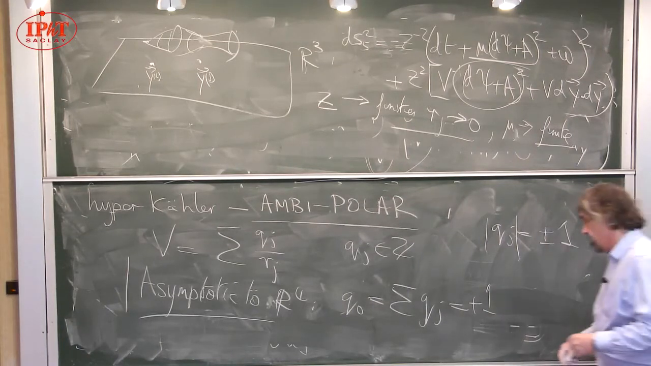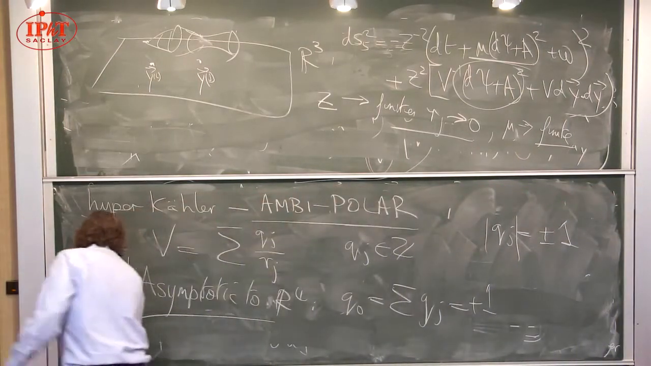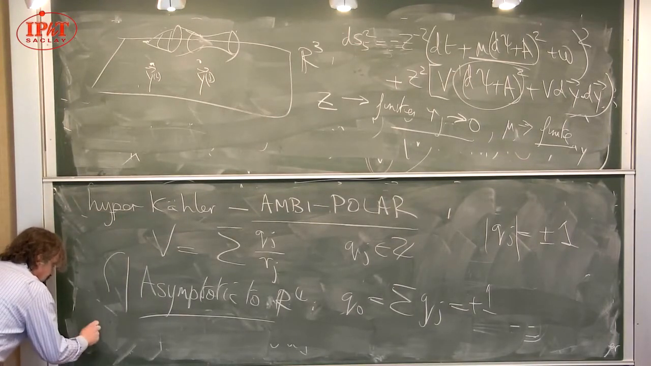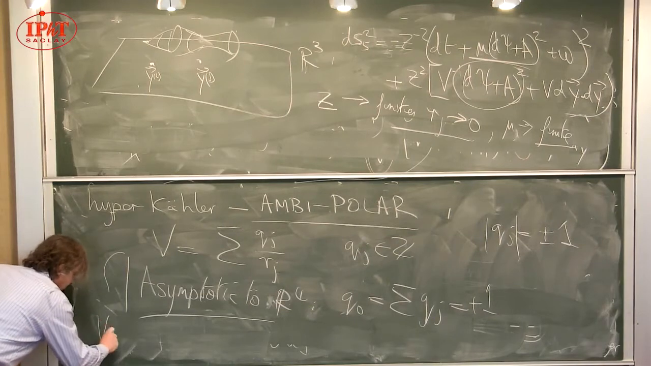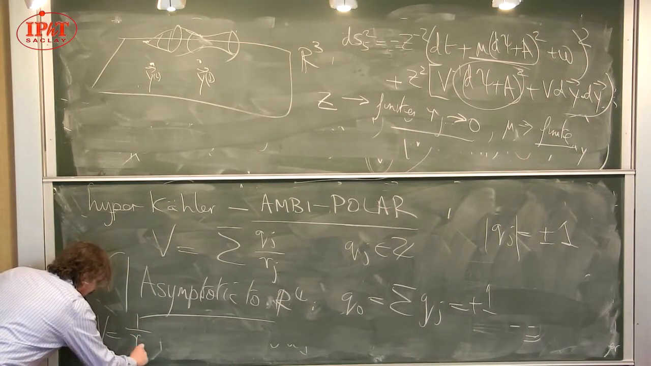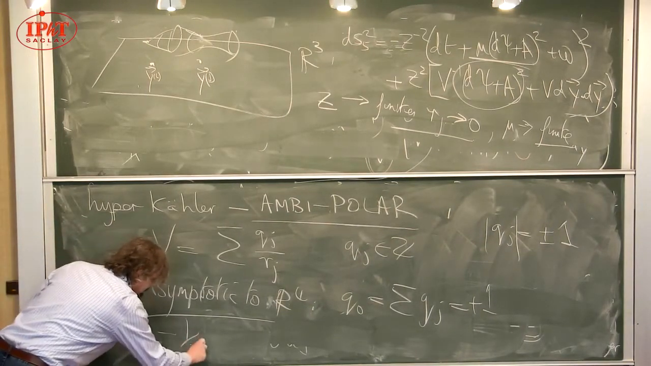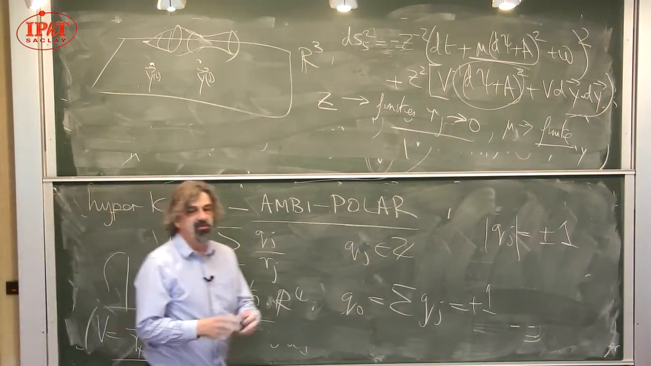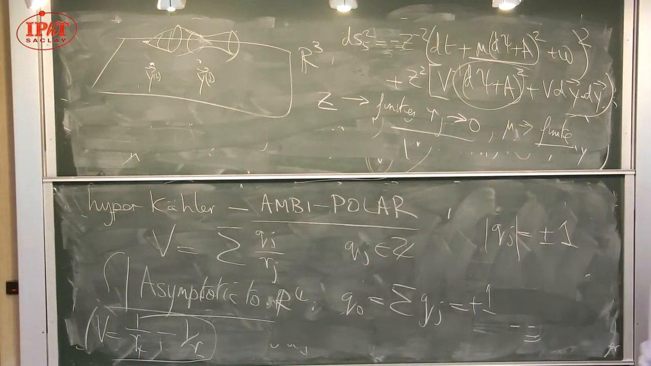And I'll start next time by talking about what happens when you take the simplest such geometry, which is where you take the Gibbons-Hawking potential 1 over R plus minus 1 over R minus. If you just do this construction, you wind up with a beautifully smooth space-time. And we'll talk about that next time. I think I should stop here.